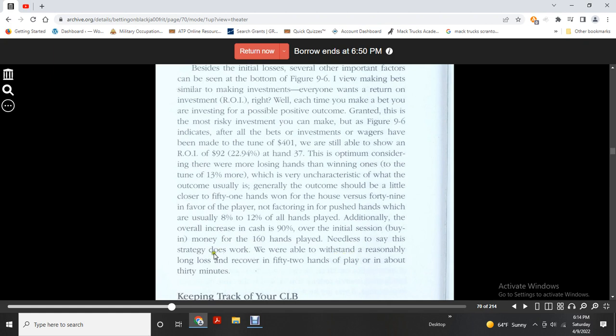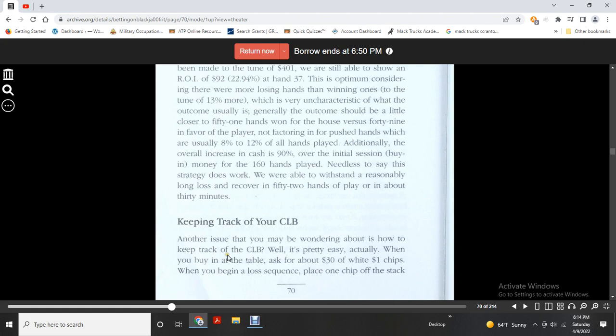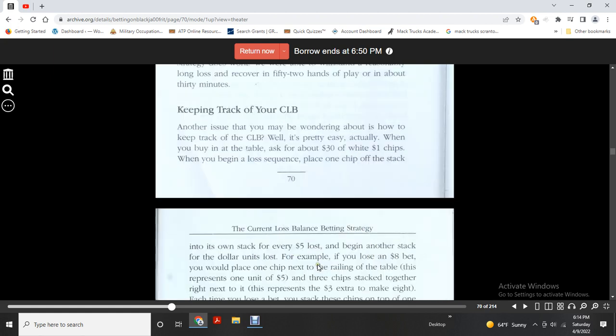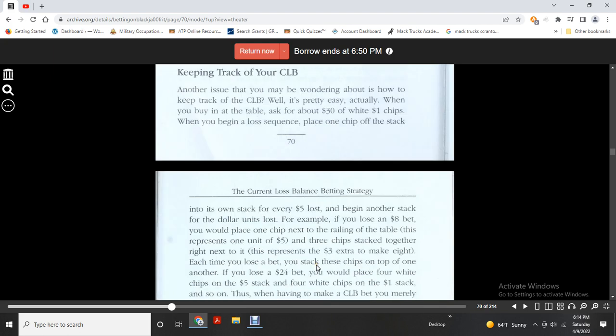We were able to withstand reasonable losses and long losing streaks, and recover the first 2 hands played in about 30 minutes. Keeping track of your current clearance level of betting. Another issue we're wondering about is how to keep a running track of the clearance level of betting. Well, it's pretty easy. When we buy into the table, we ask for $30 in $1 white chips. When you begin a loss sequence, place 1 white chip off the stack, on its own stack. For every $5, begin another stack, and for every $10 for all the dollar units.